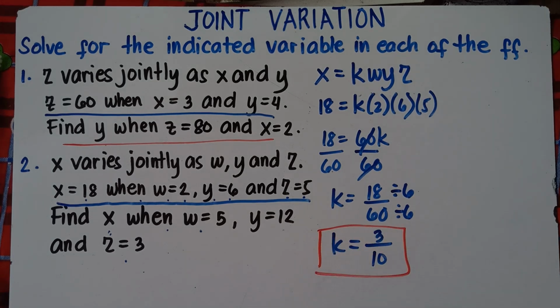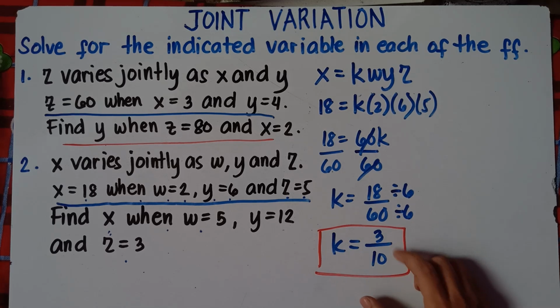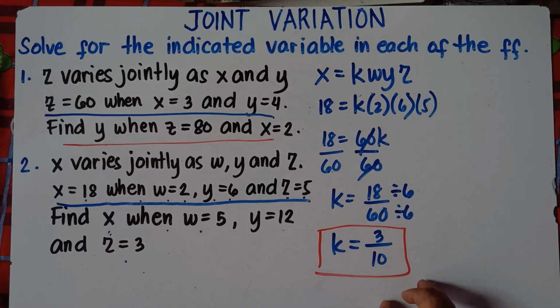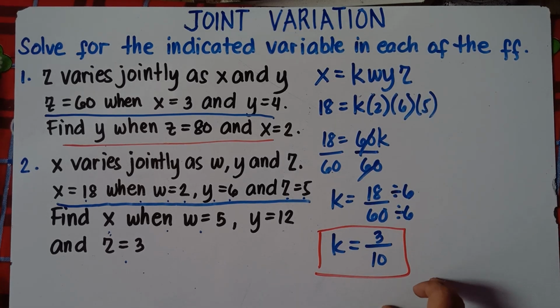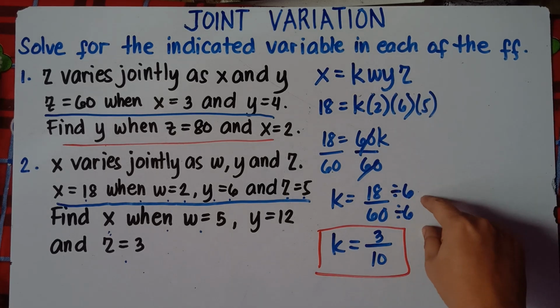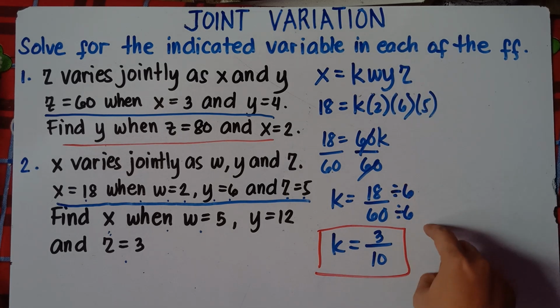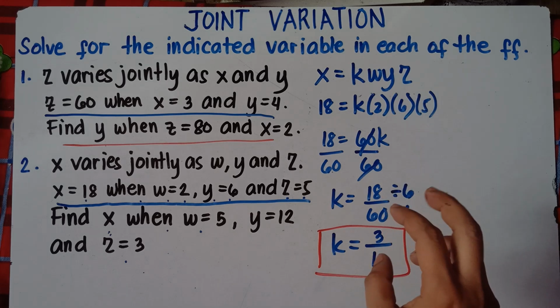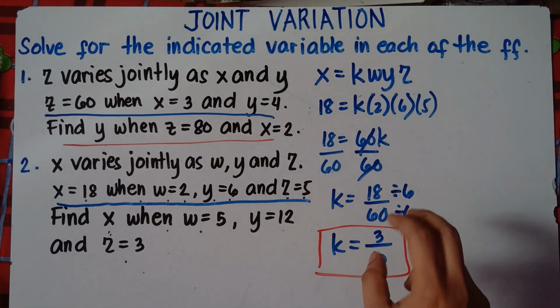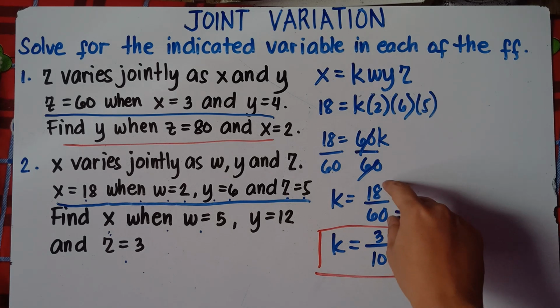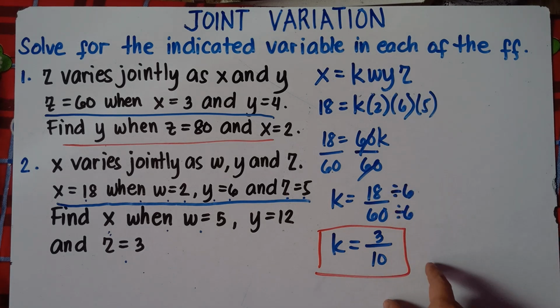Now check, class. Can we reduce 3 and 10? Nope, we cannot reduce. So therefore, this will be our final answer for our k. Alright, I hope you get this one, class, that you always reduce your fraction to its lowest term. That's actually mandatory. So do not divide 18 and 60 because you will get a decimal answer. Instead, you need to reduce the fraction to its lowest term. And our answer is 3 over 10.